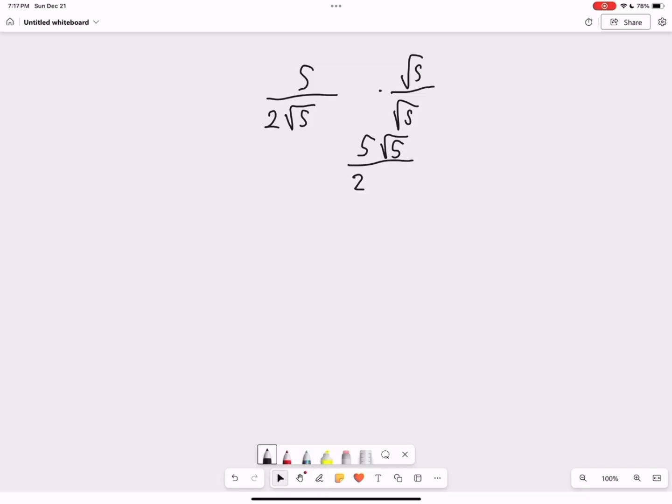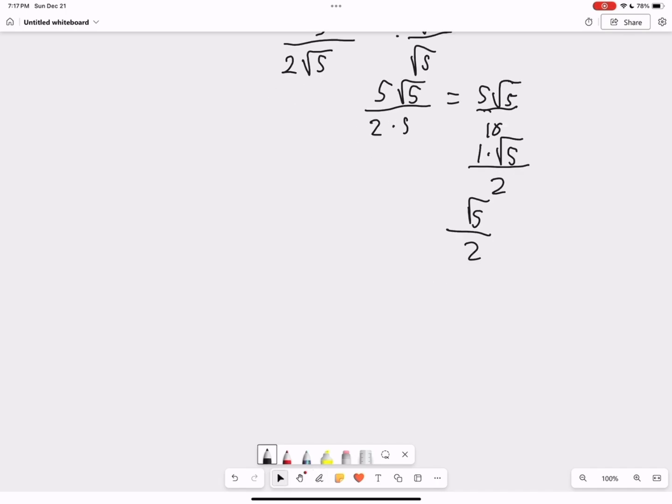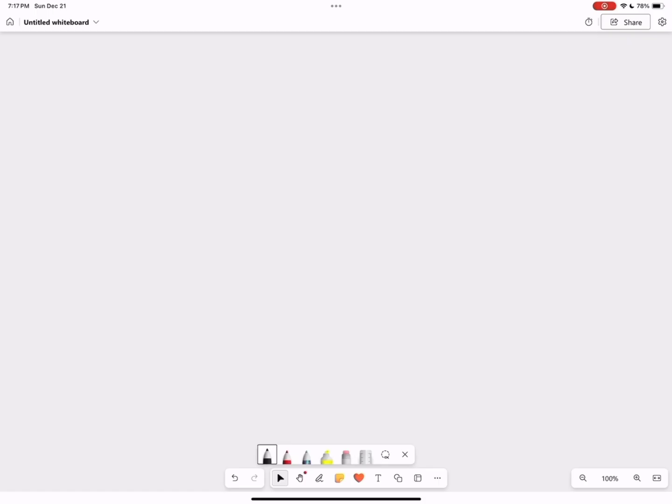And since the square root of 5 times the square root of 5 equals 5, because that's the rule, it's going to be 2 times 5, which is 10 on the bottom. So it's going to be 5 square root of 5 over 10. Now 5 over 10 is the same as 1/2, so it's going to become 1 times the square root of 5 all over 2, which is just the same as the square root of 5 over 2. Let's try one more.